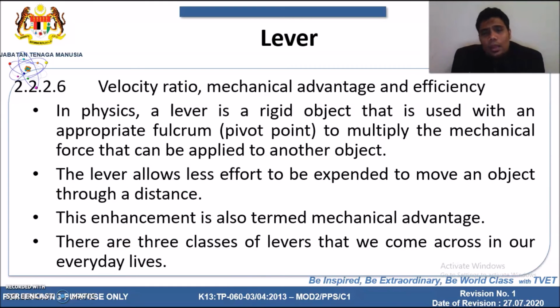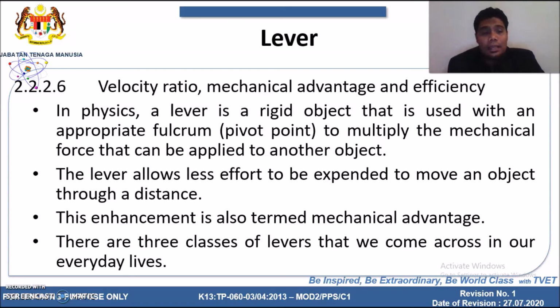Okay, let's take a look at examples of mechanical machines, mechanical tools that we often use. One of them is the lever. We know we have lever, pulley, gear. In physics, a lever is a rigid object that is used with an appropriate fulcrum or pivot point. Fulcrum or pivot, remember the seesaw? On a seesaw there is one point in the middle. The middle is called the pivot point or fulcrum.